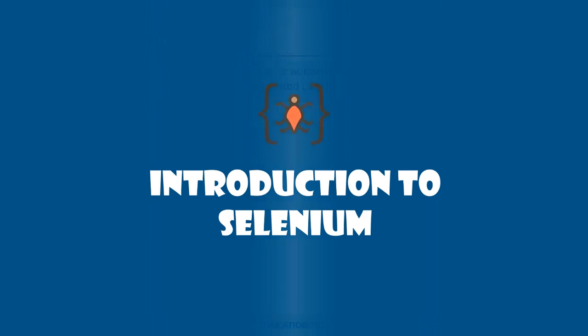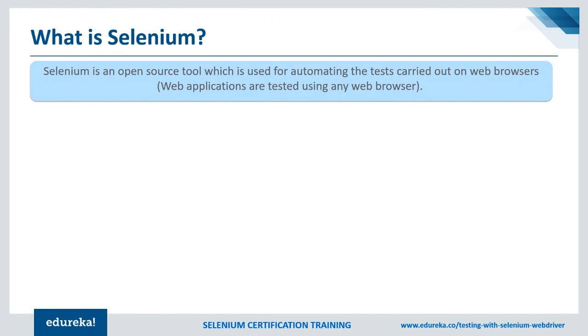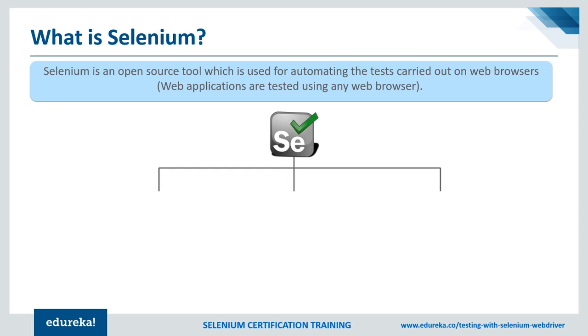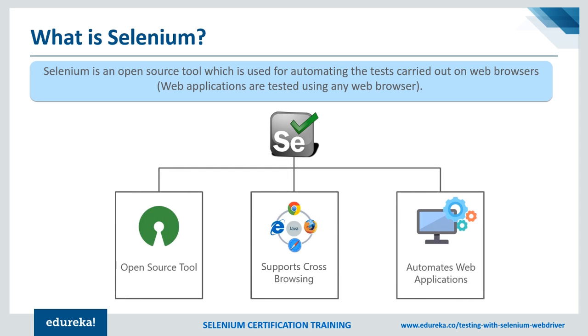First, let's see what is Selenium. Selenium is an open source tool which is used for automating the tests that are carried out on web browsers. Wait, before you get carried away, let me reiterate that only testing of web applications is possible with Selenium. We can neither test any desktop software application nor test any mobile application using Selenium. So it is an open source tool that supports cross-browsing and automates web applications. Simple? Okay, now moving ahead, let's see why we need Selenium for automation testing.